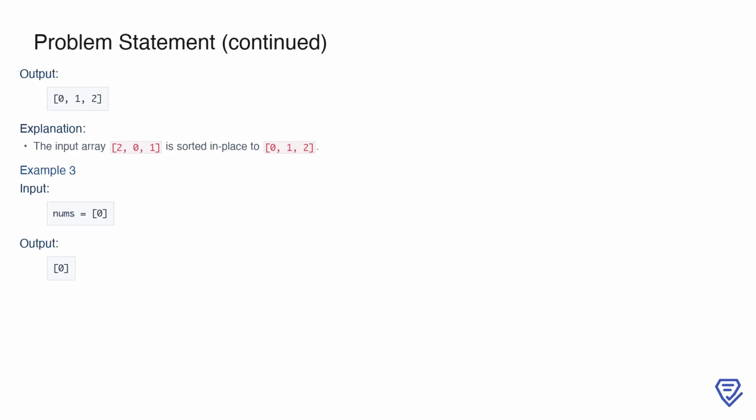In the third example, the input array is 0, which contains only one element representing red. Since the array is already sorted, no changes are needed, and the output remains 0. Similarly, in the fourth example, the input is 1, which contains a single element representing white. Again, the array is already sorted, so the output remains 1. These cases highlight that for single-element arrays, the function does not need to perform any operations, as they are inherently sorted according to the desired order.